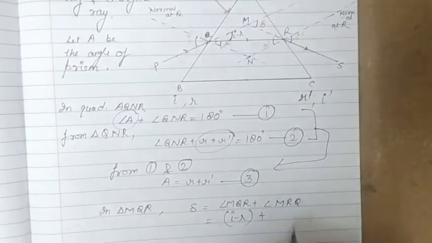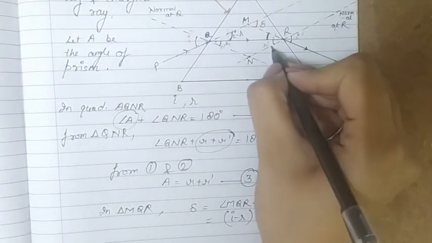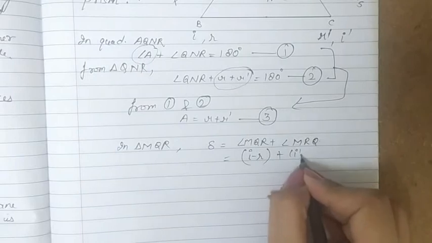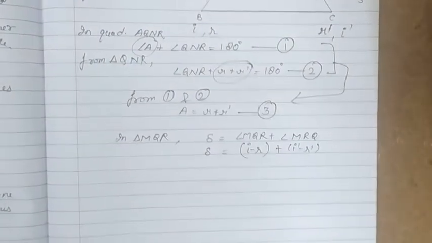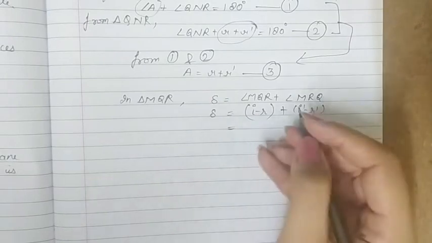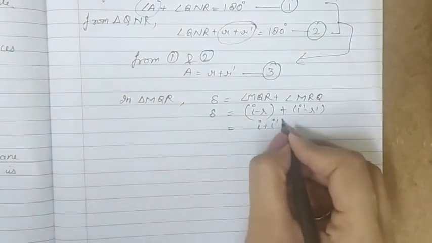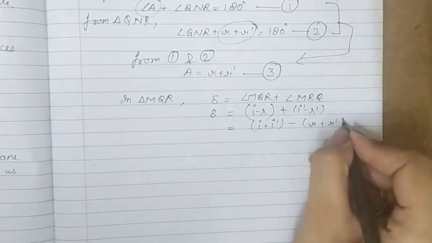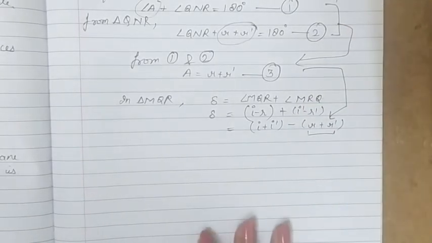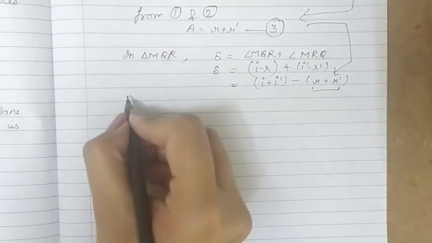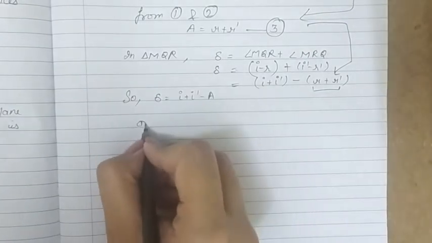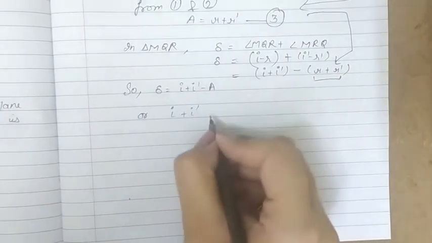Similarly, in place of MRQ, we can write I dash minus R dash, because these are vertically opposite angles. So delta, the angle of deviation, is equal to I minus R plus I dash minus R dash, or we can rearrange it to I plus I dash minus R plus R dash, right? And from equation number 3, we know that R plus R dash is capital A, that is the angle of the prism. So we can write delta is equal to I plus I dash minus A, or we can write it as I plus I dash is equal to delta plus A.